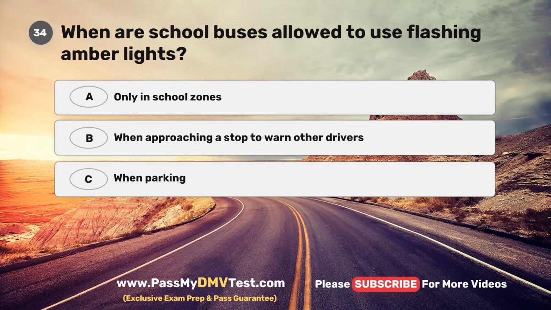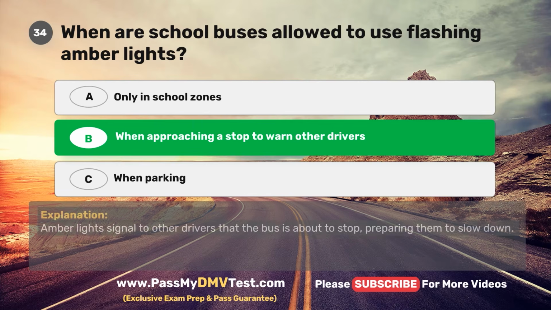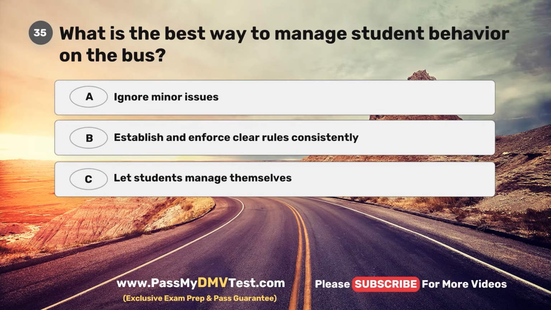Question 34. When are school buses allowed to use flashing amber lights? A. Only in school zones. B. When approaching a stop to warn other drivers. C. When parking. The correct answer is B. When approaching a stop to warn other drivers. Amber lights signal to other drivers that the bus is about to stop, preparing them to slow down.